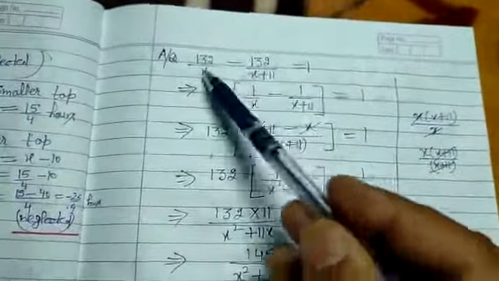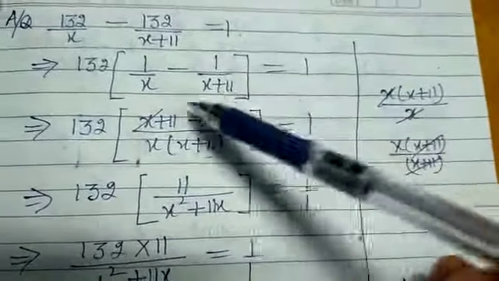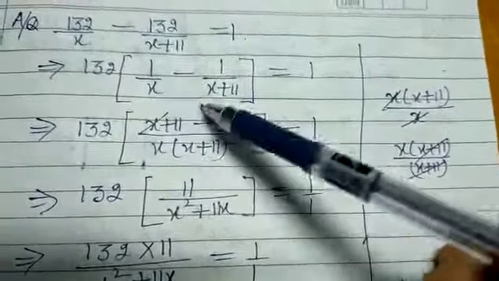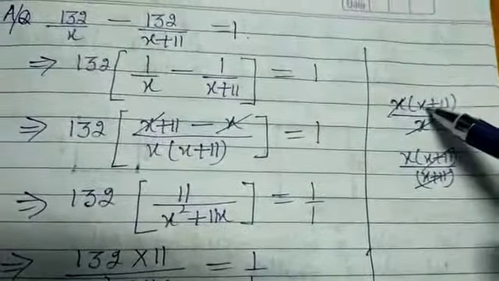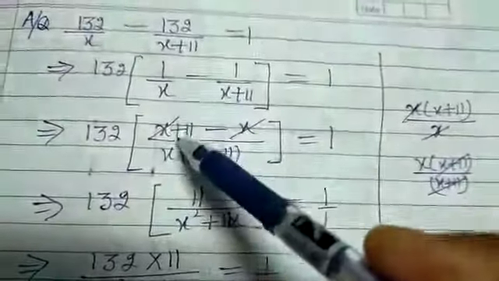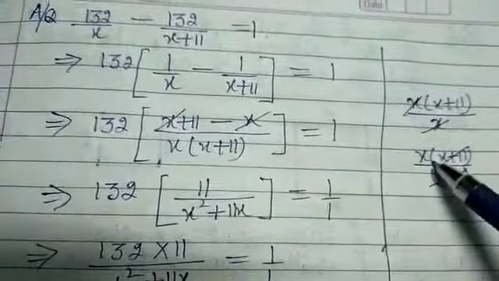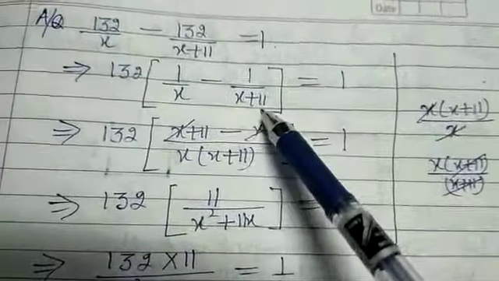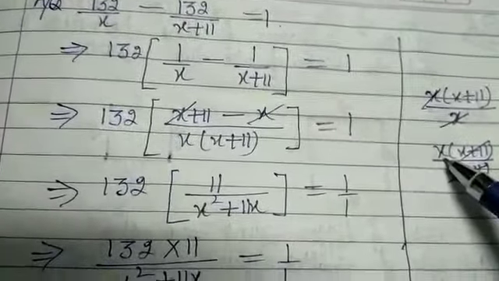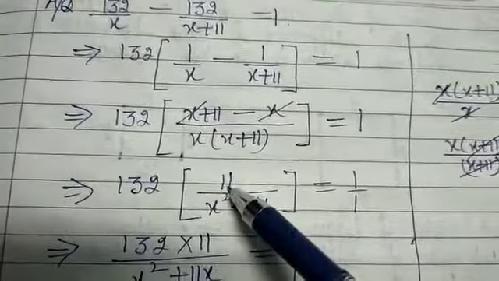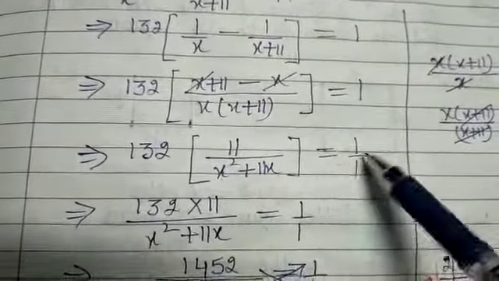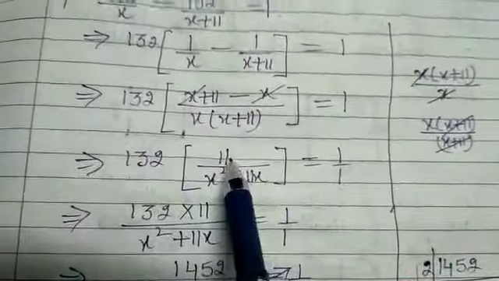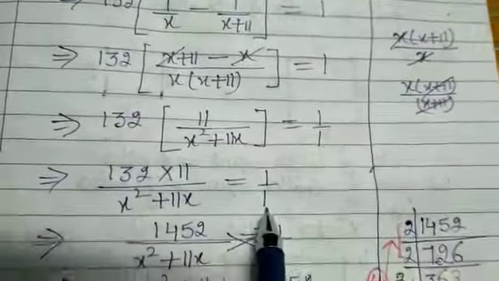I am taking 132 common from the numerator part. So it becomes 1 upon x minus 1 upon x plus 11. The LCM of these two denominators is x into x plus 11. When x into x plus 11 is divided by the first denominator, we have x plus 11, so x plus 11 into 1 is x plus 11. In the same way, when divided by the second denominator, we have x only there. So x and x will cancel out, and 11 is left. In the denominator we have x square plus 11x. So 132 into 11 upon x square plus 11x is equal to 1 upon 1.